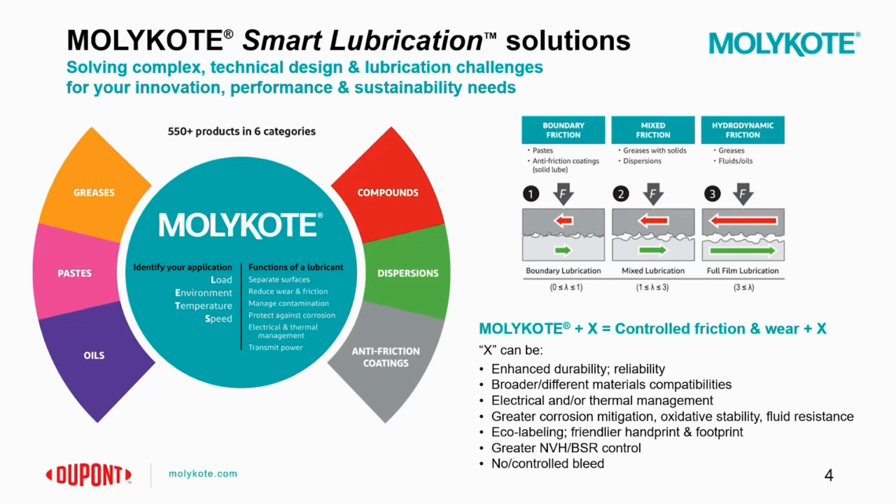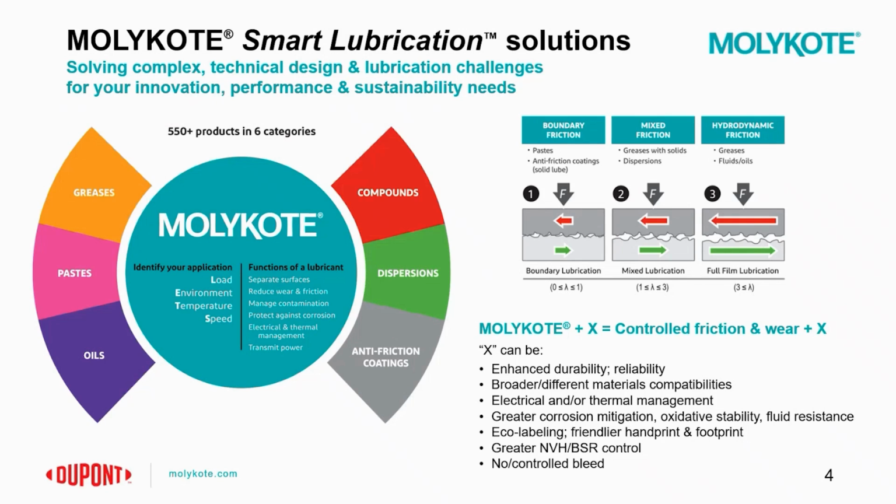The lubricant may function to either separate surfaces, reduce wear and friction, manage contamination, protect against corrosion, provide electrical and thermal management, or transmit power. Additionally, when we consider lubricant selection, it's also important to consider the friction dynamics in a tribological setting. To understand friction dynamics, we study tribology. And tribology is the study of friction and wear between moving interfaces.